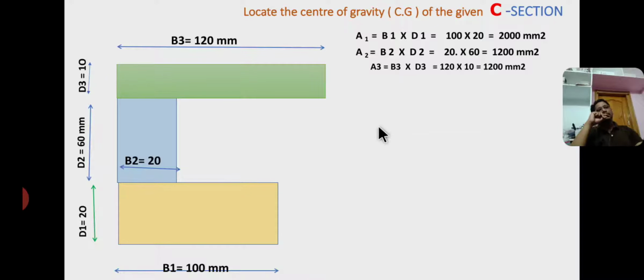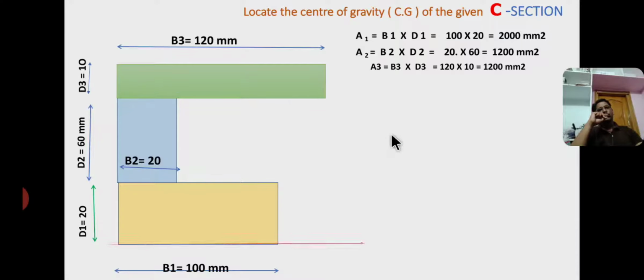The total area of the channel section, A, equals A1 plus A2 plus A3, where A1, A2, A3 are the individual areas. So the area of the bottom rectangle equals 2000 mm square, the area of the middle rectangle equals 1200 mm square, and the area of the top rectangle equals 1200 mm square. This is section 1, this is section 2, this is section 3. Suffix 1 refers to the bottom section, suffix 2 refers to the middle section, suffix 3 refers to the third rectangle.